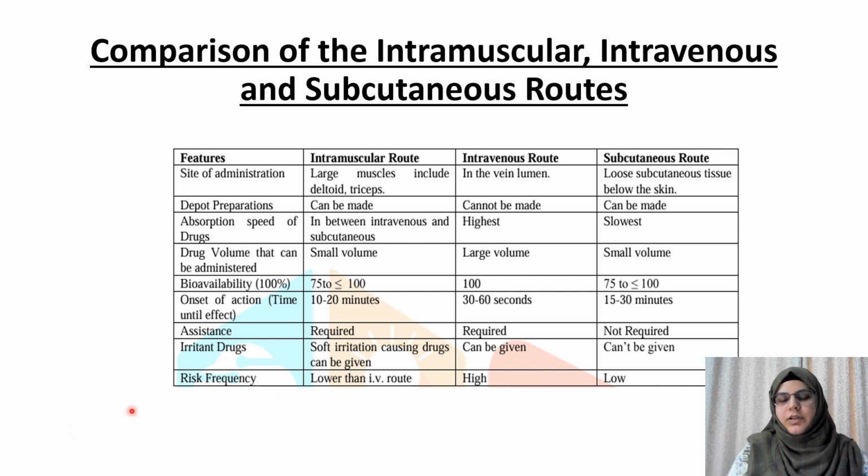Risk frequency. Risk frequency is lower than the IV route. Risk frequency in intravenous is high. In subcutaneous, it is low. I told you it is high in intravenous. You have to be very sure before giving the drug to anyone through intravenous, because it is very critical if you give the drug into some other veins where it is not required, where you can't give. If you do so, it can harm someone's life. So be very careful with the intravenous route.